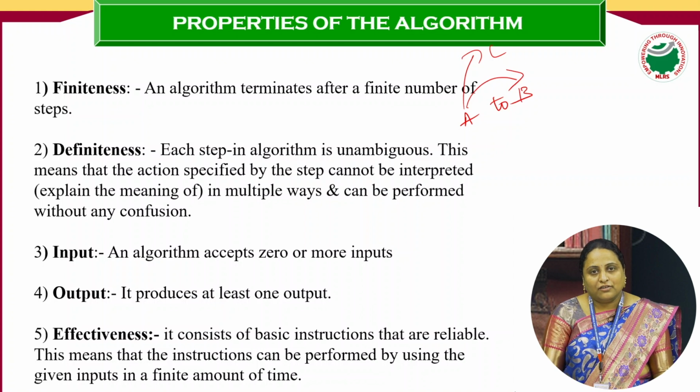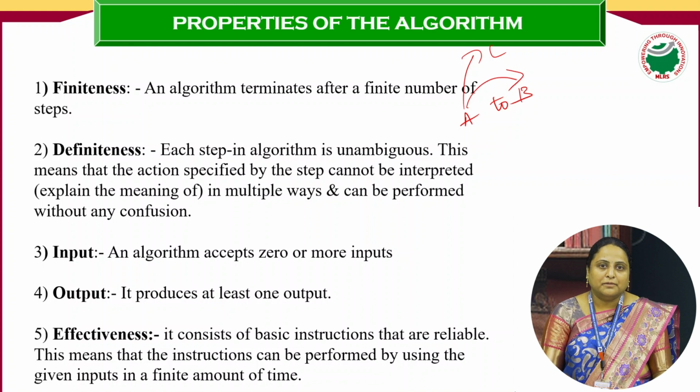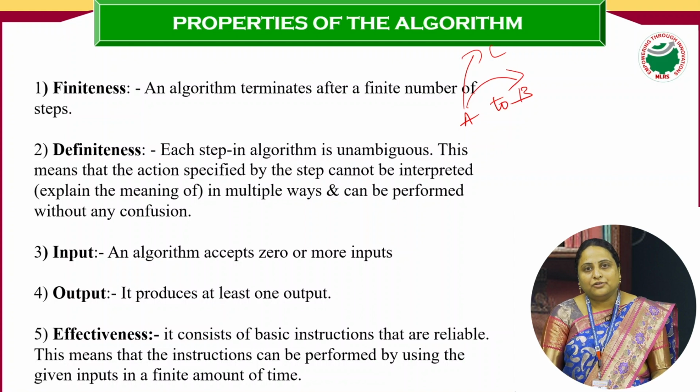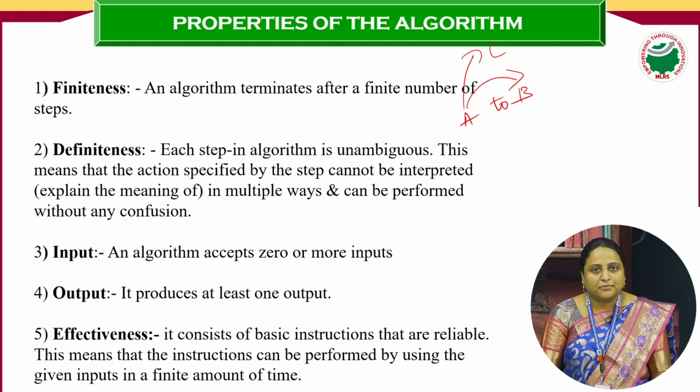Similarly, when you write an algorithm, it should not lead to any confusion, because the next step after writing the algorithm is to implement the program. If your algorithm leads to confusion, then it is difficult to obtain output in the program also. So that is the next property.